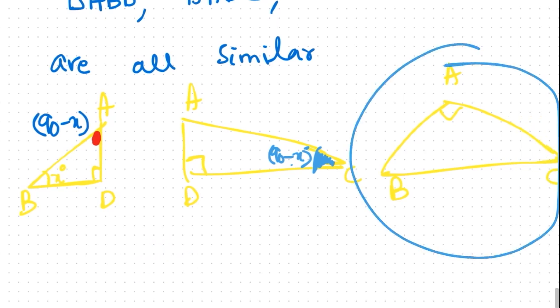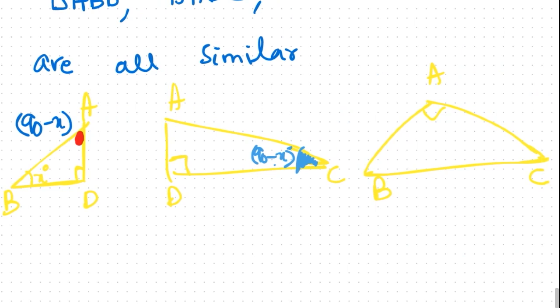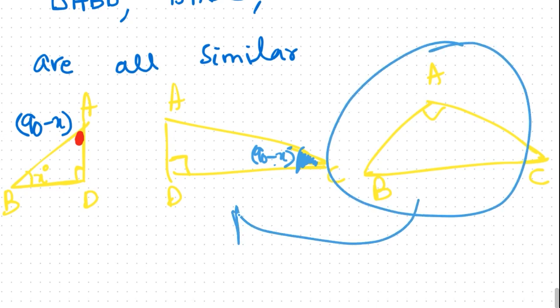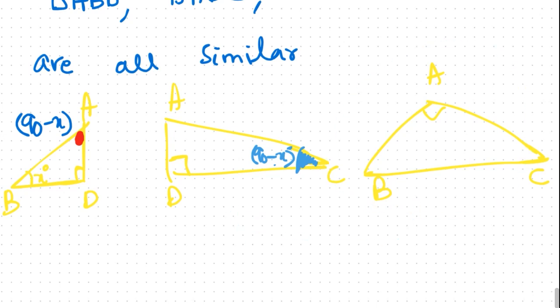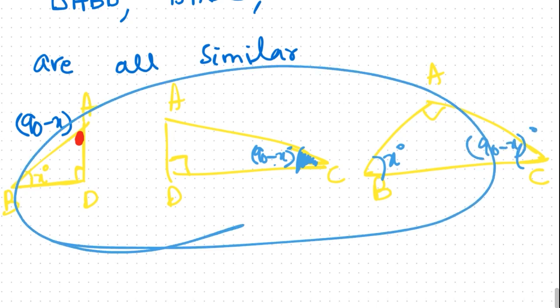And what about this large triangle? Is it also similar to these two? How do we know? Because B is x, and C was 90 minus x, right? So it's similar. All three are similar to each other.